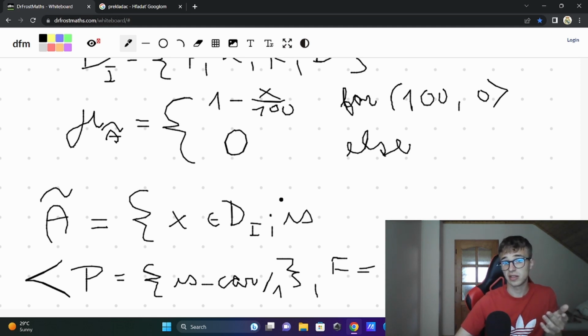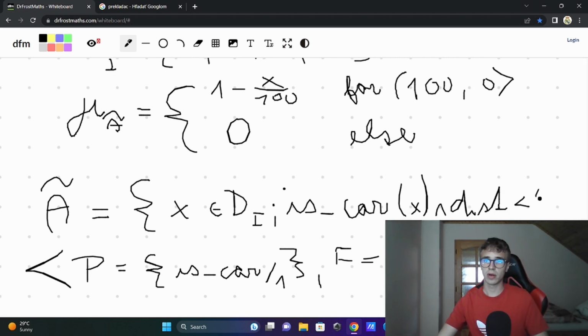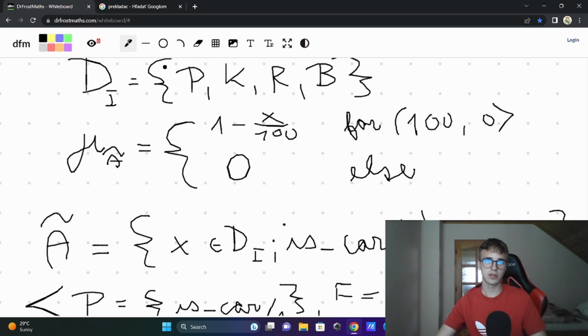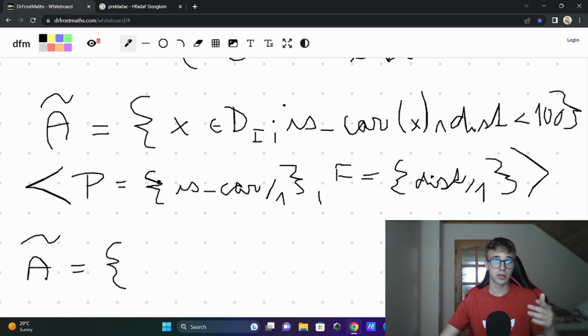So it has to be a car. So is car and a variable from the domain, and also the distance of the variable that we collected, the value, has to be below 100 meters, and these values from the cars above will be stored in the fuzzy set, and we will apply the function on the values.